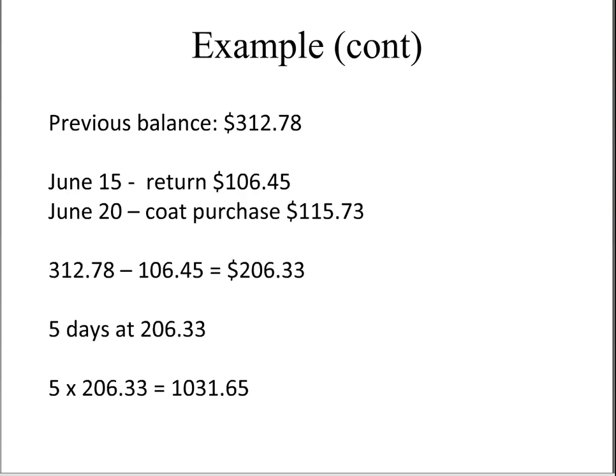On June 15th, I made a return. So I'm going to subtract that return from the $312.78, which is my previous balance. That leaves me with $206.33. From June 15th up until June 20th, I had a daily balance of $206.33. I'm going to multiply 5 by that number and I get $1,031.65.